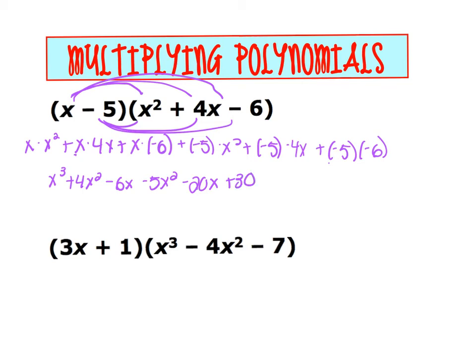Then I can combine like terms, right? I can combine the 4x squared and the negative 5x squared. I can combine the negative 6x and the negative 20x. So I get x cubed. 4x squared minus 5x squared is negative 1x squared. Negative 6x minus 20x is negative 26x. And then I have my plus 30.